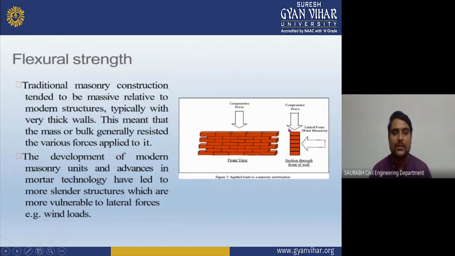Now we will see the flexural strength of a mortar. Traditional masonry construction tends to be massive relative to modern structures, typically with very thick walls. This means that the mass or bulk generally resists the various forces applied on it. The development of modern masonry units and advances in mortar technology have led to more slender structures, which are more vulnerable to lateral forces like wind load.